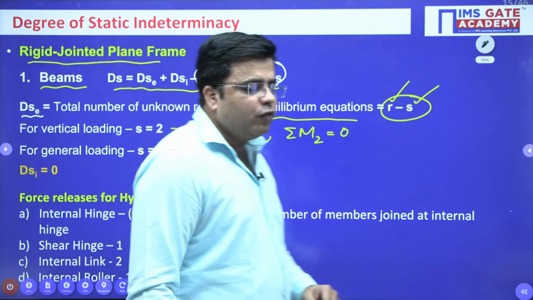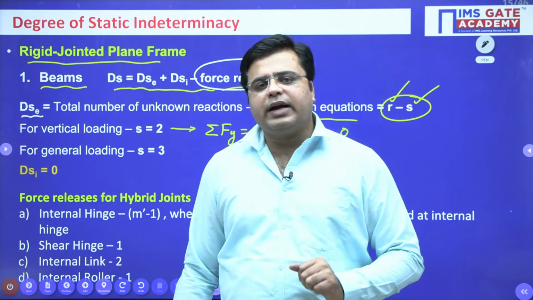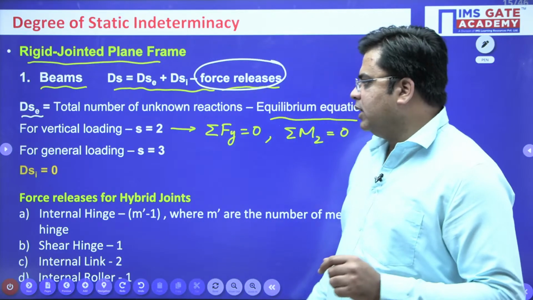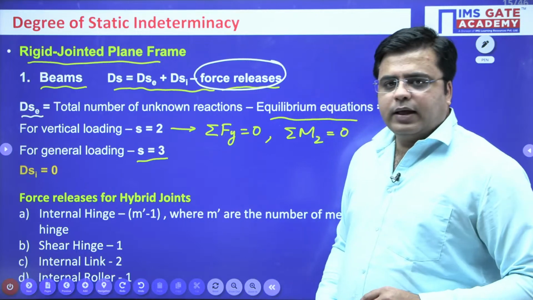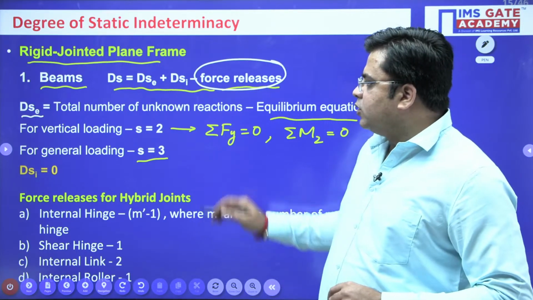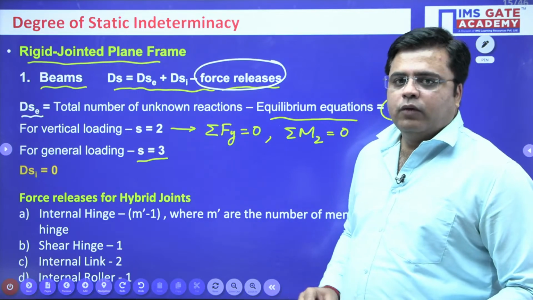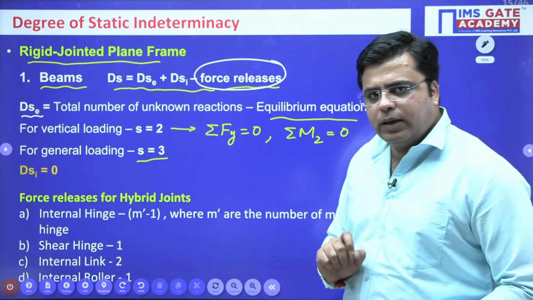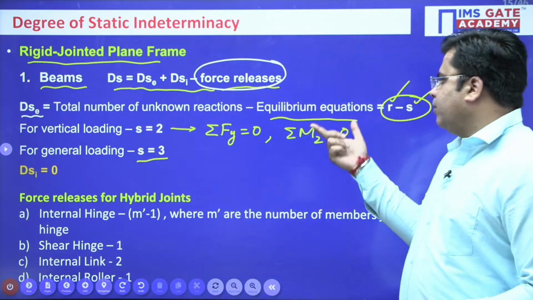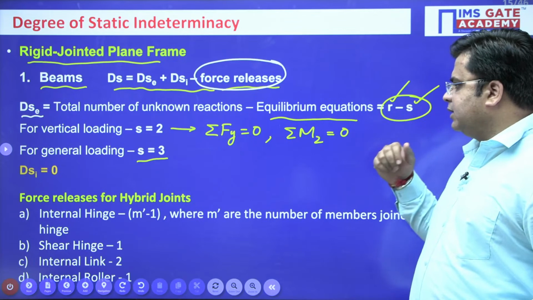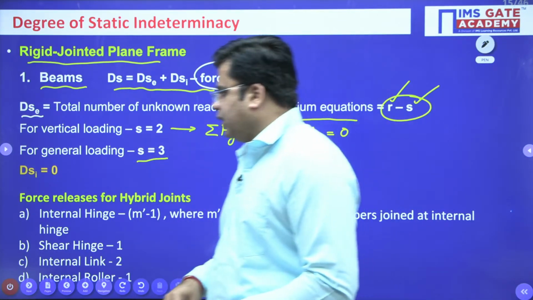Okay. If you consider the general loading, where both the vertical and the horizontal reactions will be there, in that case, your number of equilibrium equations comes out to be 3. Here S is equal to 3, right? So you need to check which type of loading is given to you. For a vertical loading condition in a beam, DSE is equal to the total number of unknown reactions minus equilibrium equations, that is S. For vertical loading case, S is 2 and for general loading, S is 3, right?